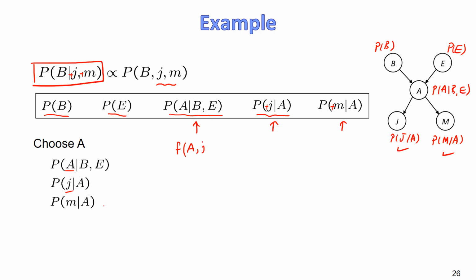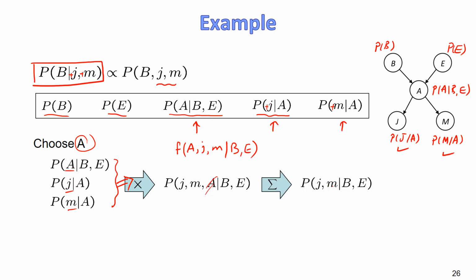We'll get a factor of A, J, M, given the remaining ones, B, E, and of course A is already used. So that's the factor that we will get from joining these three factors on A. So we'll get P of J, M, A given B, E. Now remember, when we join, we immediately eliminate. Which variable will we eliminate? The same one that we joined on, which is A. So we'll eliminate A from here. We get P of plus J, plus M given B and E.